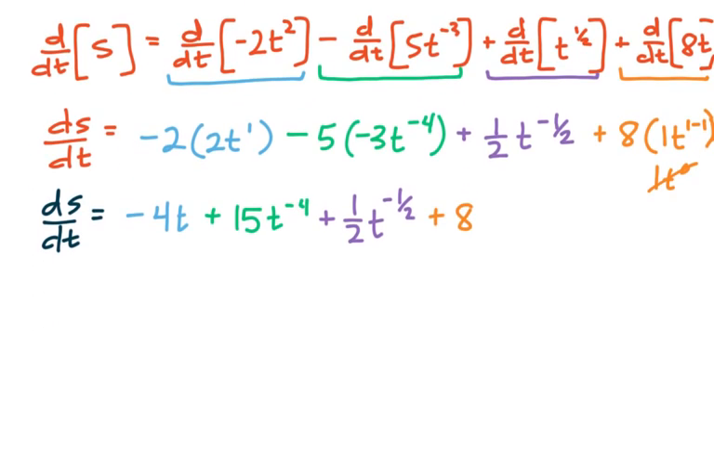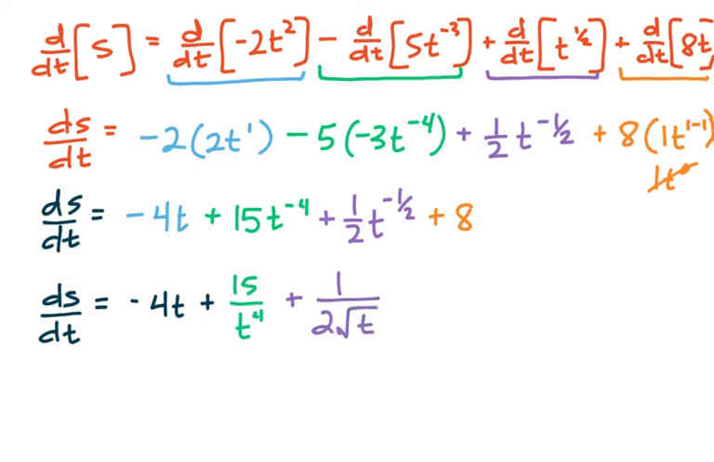So for our very last step, I always encourage you to return the problem in the same format that it was given to you. So ds dt equals negative 4t. Since we didn't have a negative exponent that was written rationally, I'm going to rewrite this. That's going to be 15 over t to the 4th. And then I'm going to get rid of this rational exponent, and negative puts it in the bottom. The 1/2 means it's going to be a square root as the power. So this is 1 over 2 square root of t. And then we have plus 8.